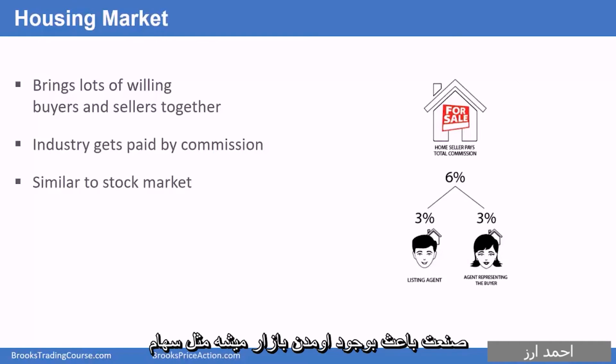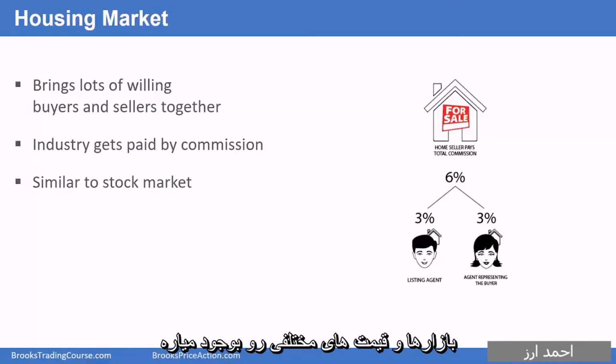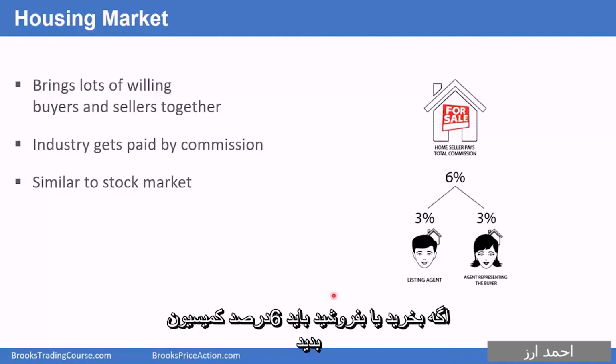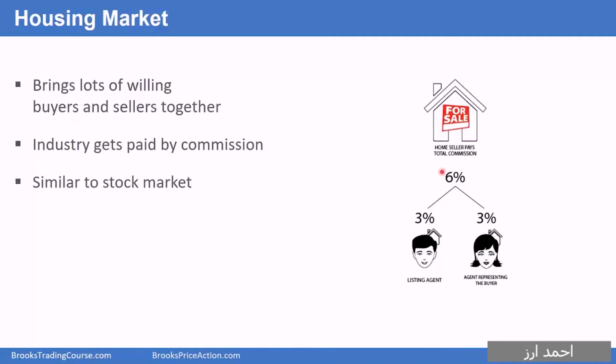I said the industry creates the market, just like there's a stock market industry that creates different markets, different exchanges, the New York Stock Exchange, the NASDAQ Stock Exchange. And the industry gets paid a commission. So the real estate brokers get together and they decide on a commission. So, for example, in California, a 6% commission is common. If you're buying a house, you have a buying broker. If you're selling a house, you get a selling broker, and they split the 6%.